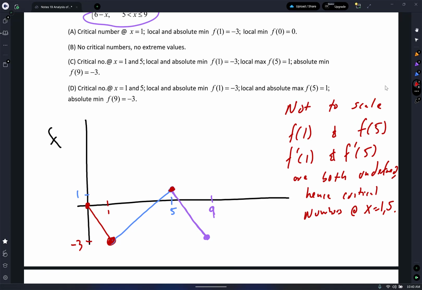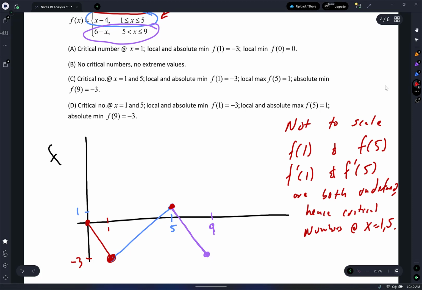All right. Remember, what's a critical number? Wherever the derivative is what or what? Undefined or 0. And you're undefined at 1 and 5 because those are corners. Yay or nay? All right, let's just go through the answer choices, guys. Critical number at x equals 1. Local and absolute min at f of 1. Local min at f of 0.